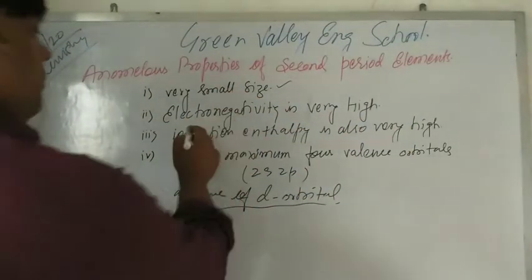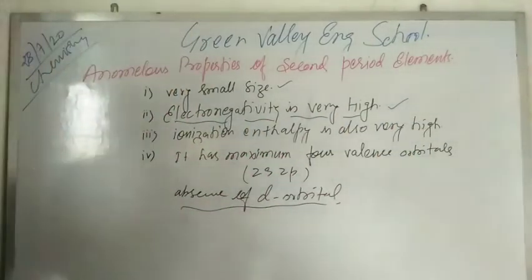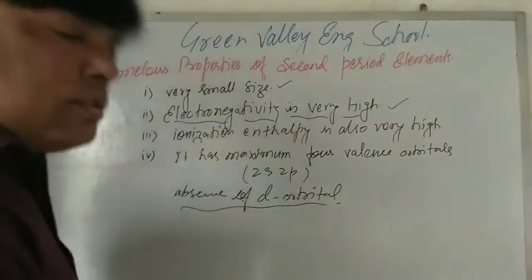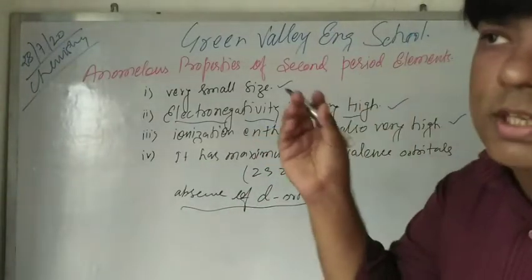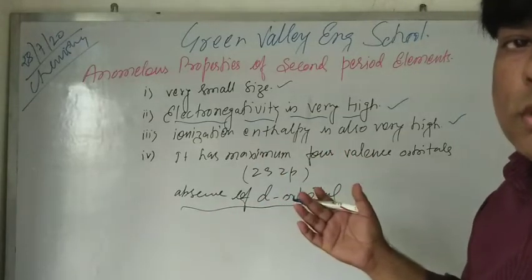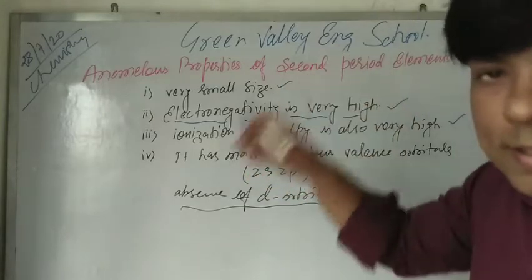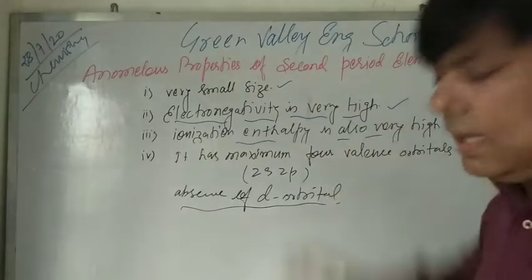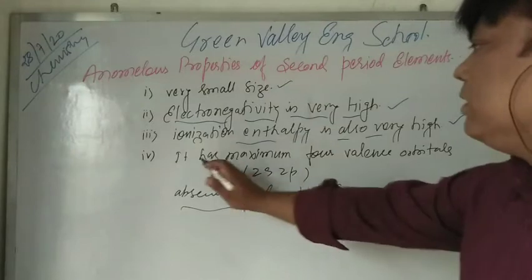So first member of any group has very high electronegativity. Similarly, very high ionization enthalpy, because if first member is very small in size, then we need a very large amount of energy to remove an electron, or to add electron, so ionization enthalpy is very high. As we move down the group, ionization enthalpy decreases.